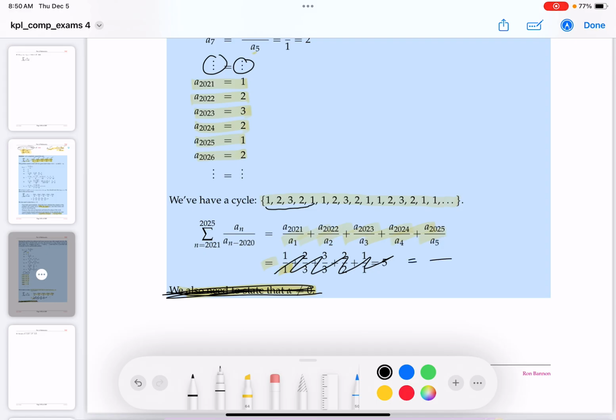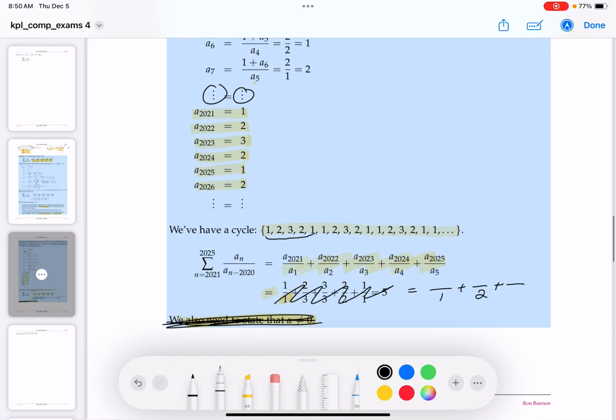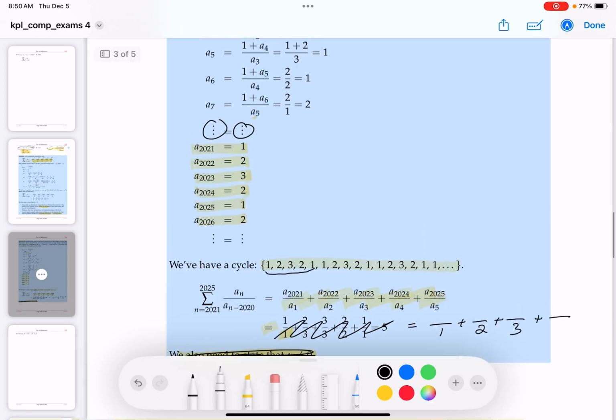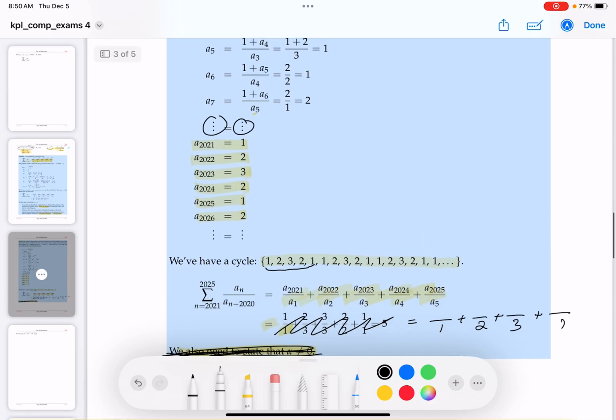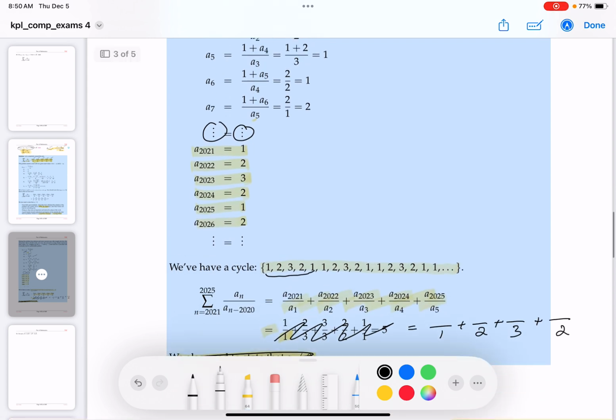This equals A1 is 1. A2 is 2. Let's go back up here. I'm just copying these things over here. A3 is 3. A4, these were my C values, was 2. And let's see, A5 was 1.